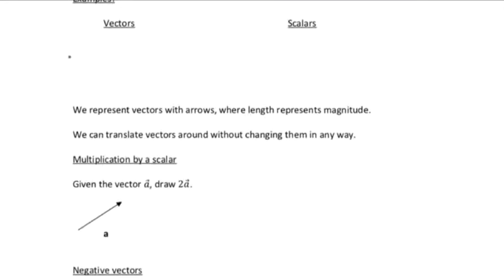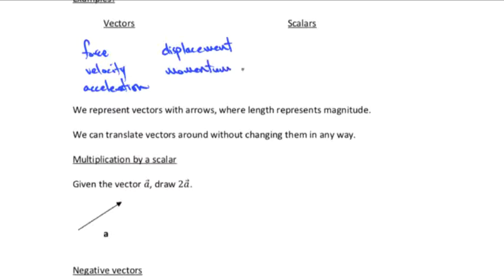So vectors include things like force and velocity, acceleration, displacement, and momentum, all of which have both magnitude and direction. Whereas scalars, things that have magnitude or size only but no direction, include things like length, mass, speed, and energy. Now, because vectors have a direction, we can represent them with arrows, where the length represents the magnitude and the direction the arrow is pointing represents the direction.